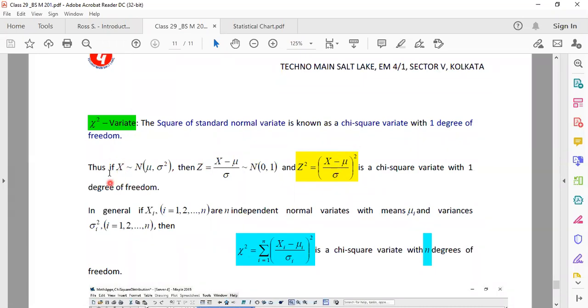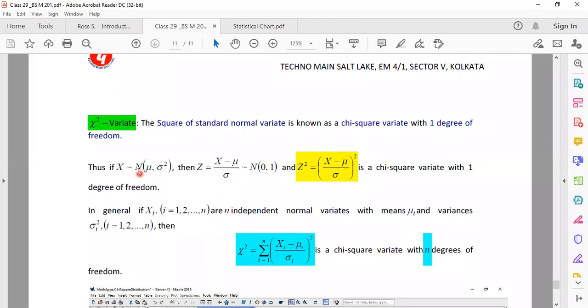Since there is one normal variable and only one, there will be only one standard normal variate, and thereby only one standard normal variable square. So the degree of freedom here is 1.